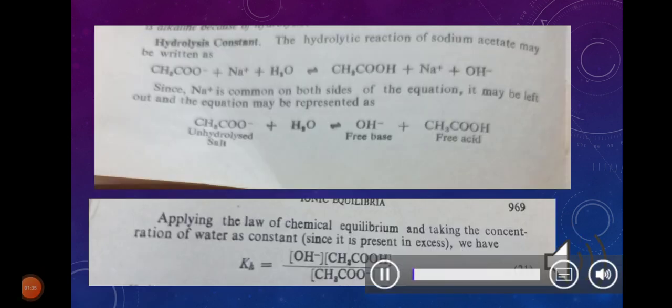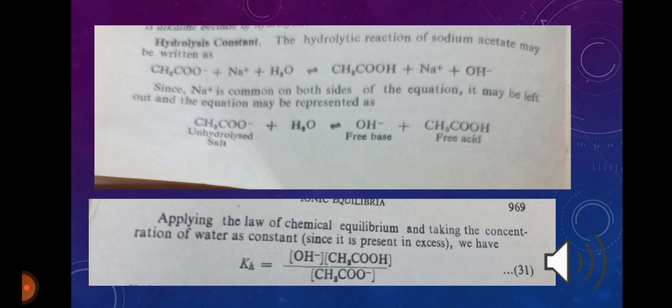Now the hydrolysis constant. The hydrolytic reaction of sodium acetate, how are we writing it? Sodium acetate plus H2O gives rise to acetic acid plus Na plus OH minus. This is the hydrolytic reaction for sodium acetate. We are observing here that the Na plus ion is common on both sides. The sodium ion is common on both sides of this equation, so it may be left out.